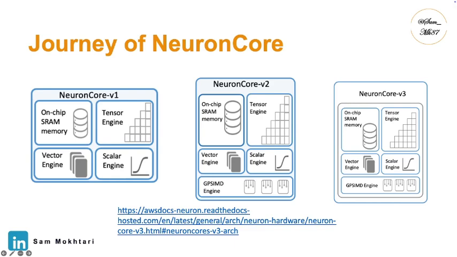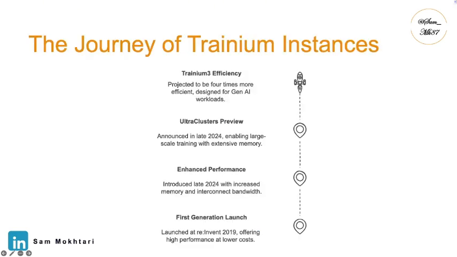And then last but not least is NeuronCore version 3, which, as you can see, has a similar architecture compared to NeuronCore version 2, but for sure there are a number of performance improvements across all these different engines. Also, the on-chip memory expanded to 28 megabytes, significantly improving data locality and prefetching for large models. So these are the key architecture points of the NeuronCore, which, as I mentioned, is the foundation of AWS Trainium and Inferentia.